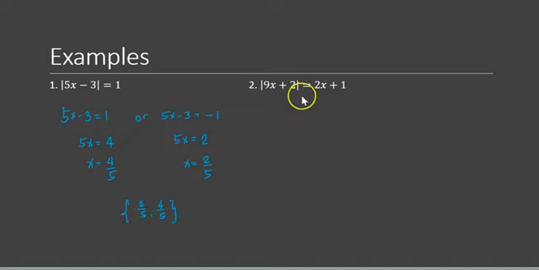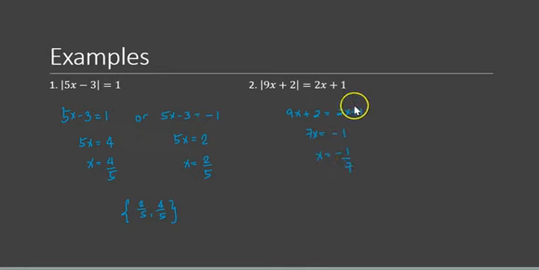Okay, so next example. Either 9x plus 2 is equal to 2x plus 1. When you get the absolute value of this number, it's equal to the number itself. So these are just linear equations. This is the first of the two solutions. So this is 7x is equal to negative 1, and x is equal to negative 1 over 7.